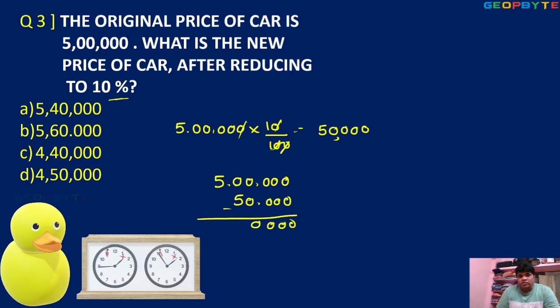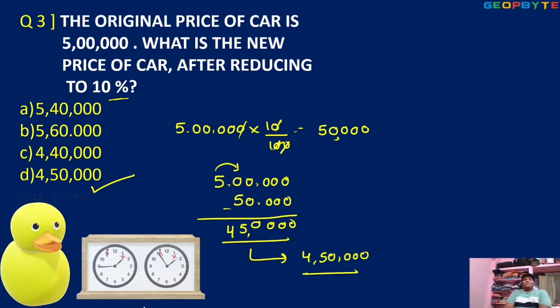So it is less than the 5, so it borrows from here. It becomes 10. 10 minus 5. So 1 removed. What is the remaining? 45. Okay, then after that, the conclusion: 4 lakhs 50,000 is the answer. Option D is the answer.